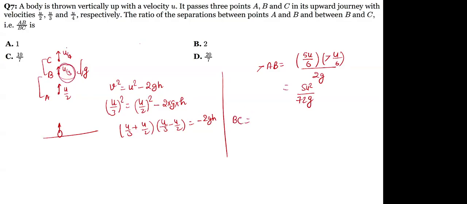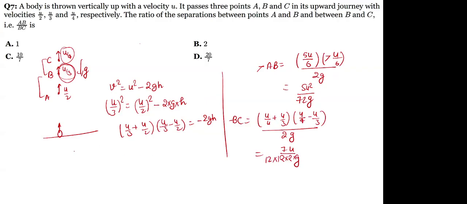Similarly for BC you can calculate. This will be the initial velocity, this will be the final velocity. So it will be u by 4 plus u by 3, u by 4 minus u by 3 divided by 2 into g. Again take the LCM. So it will be 7u upon 12, and then here also u by 12, but the minus we can cancel out with the BC. So it will be 12 into 12 into 2 into g.